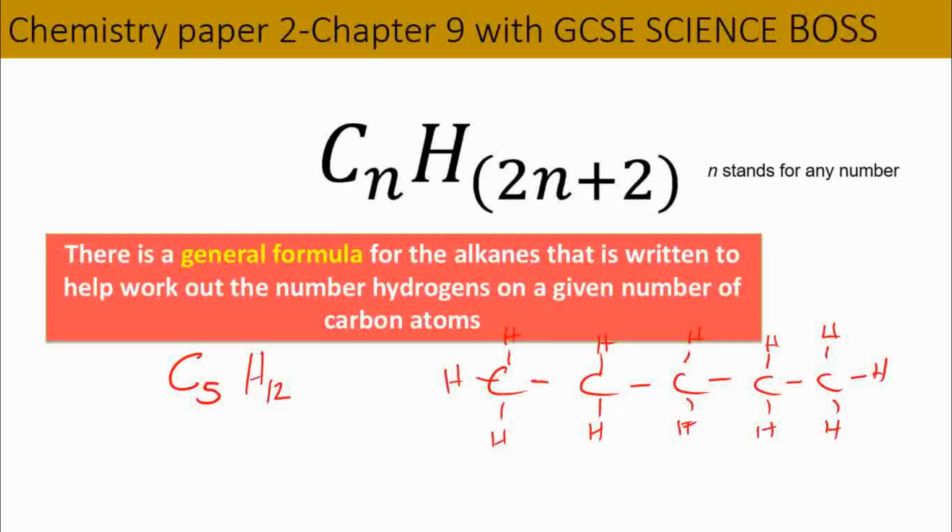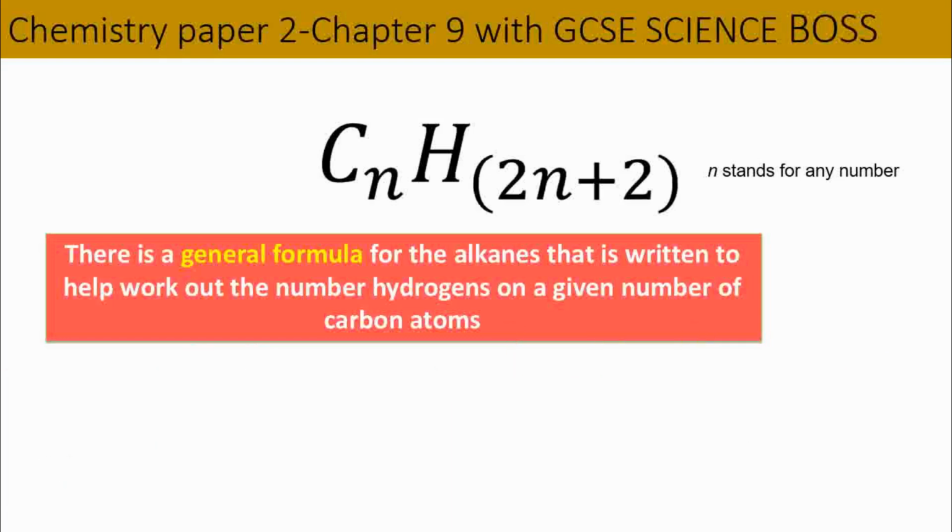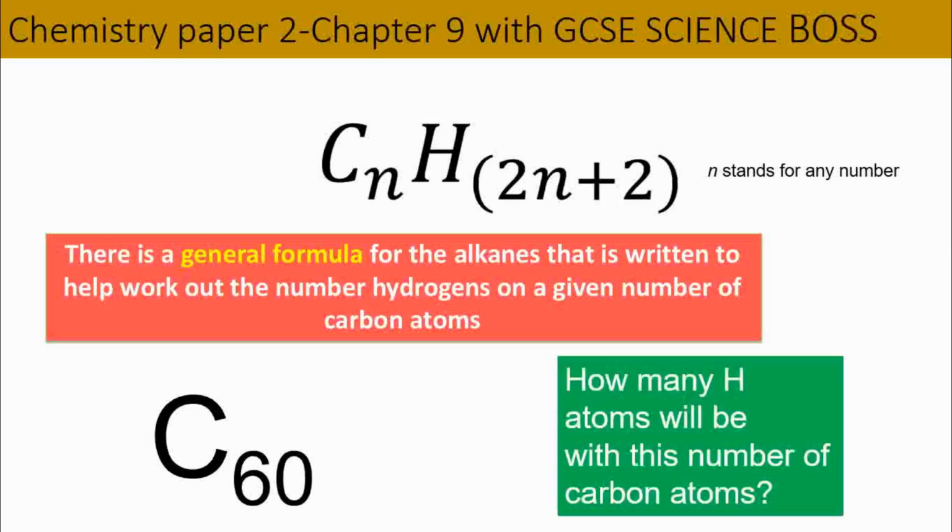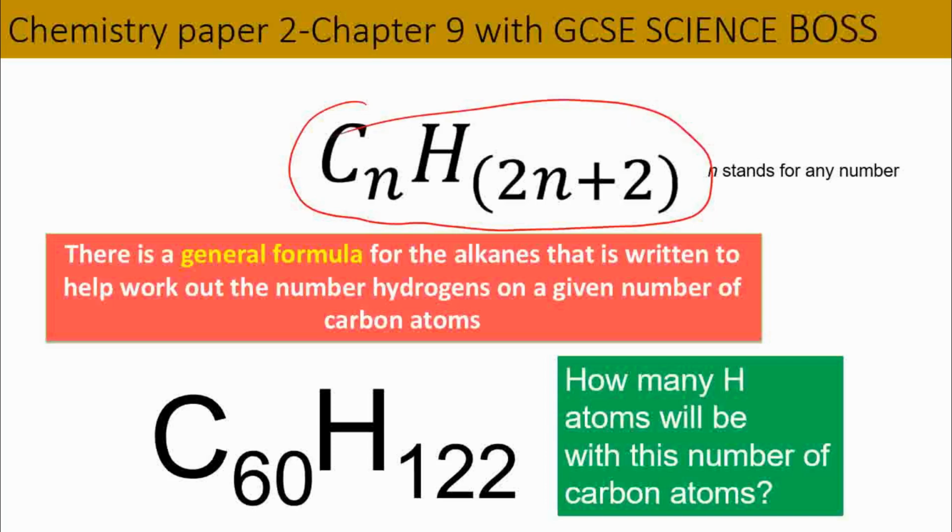Okay, good. So n stands for any number. You can have any number of carbon there. So for example, if I had 60 carbons, it's going to be 2 times 60, which is 120. Add 2, 122. Okay, good. And you need to know that. So this is the general formula for alkanes.